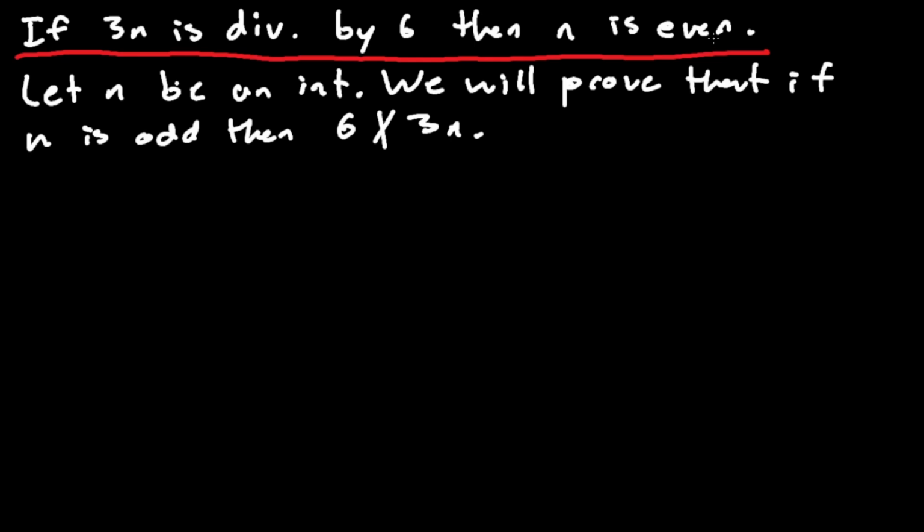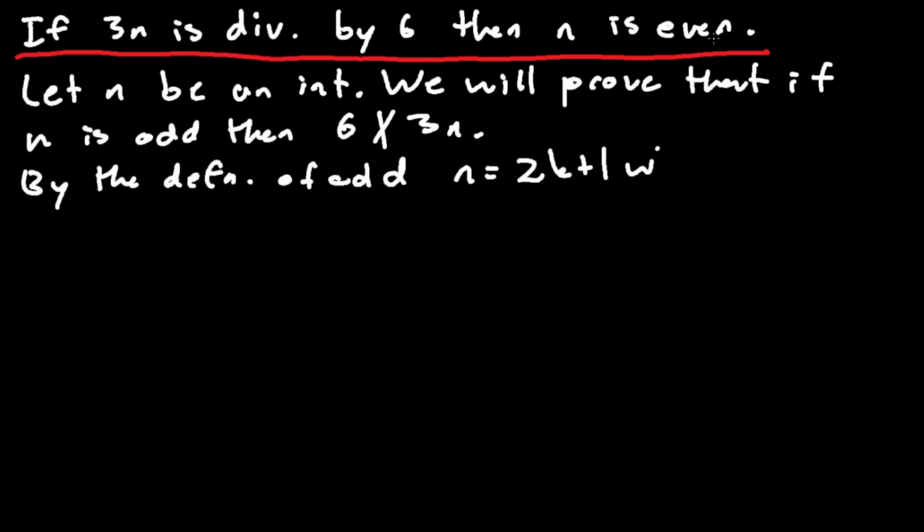But let n be an integer. We will prove the contrapositive. Okay, well, we can use the definition of odd numbers. So by the definition of odd, n is equal to 2k plus 1, where k is an arbitrary integer. Okay? All right, what do we have next?